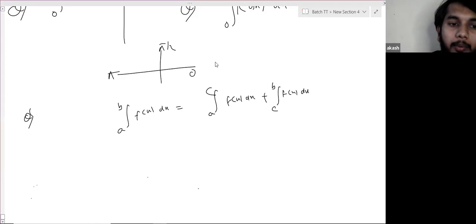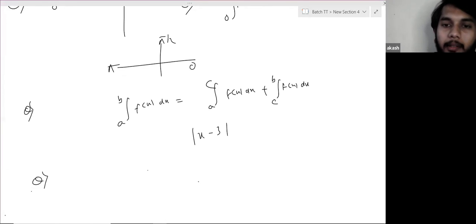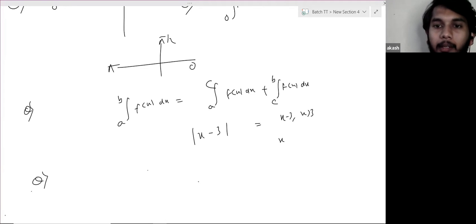I hope you remember how to open the modulus function mod x minus 3. Right. This is x minus 3 when x is more than 3, x minus 3 with negative sign when x is less than 3, right?